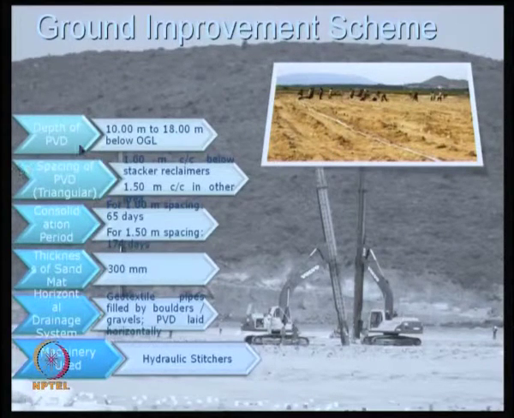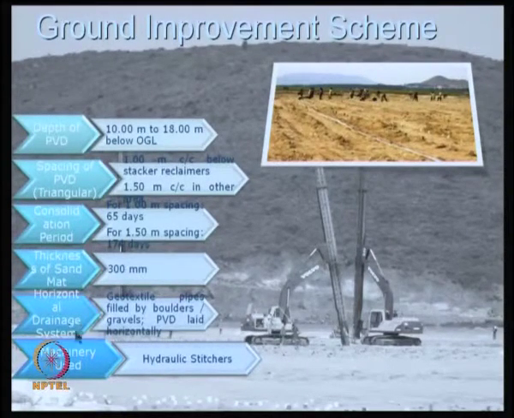So, they did the PVDs 10 to 18 meters below the original ground level. Spacing is in a triangular pattern, and the consolidation period is about 65 days, depending on the spacing. Actually, for 1 meter spacing they have 65 days, for 1.5 meter spacing 175 days. Okay. Thickness of the sand mat is about 300 mm, like what I said, the drainage layer.